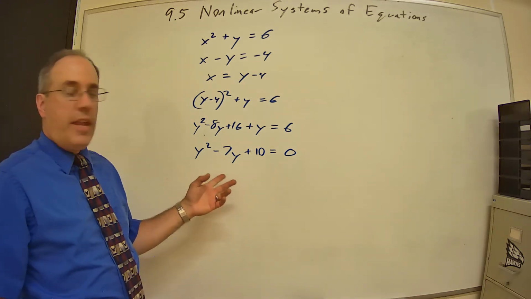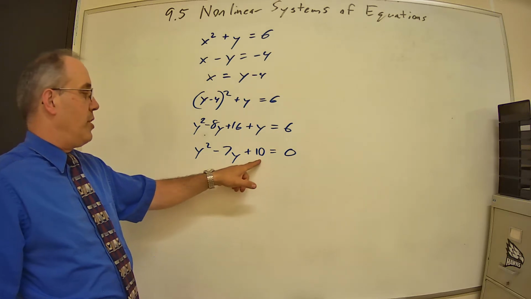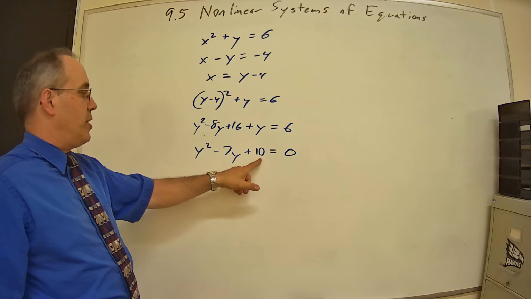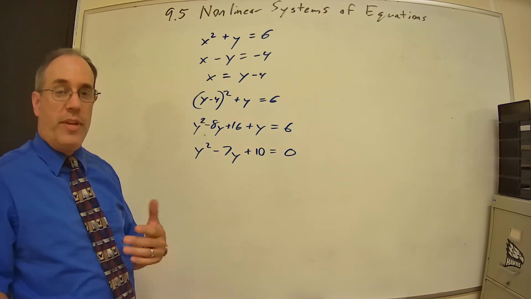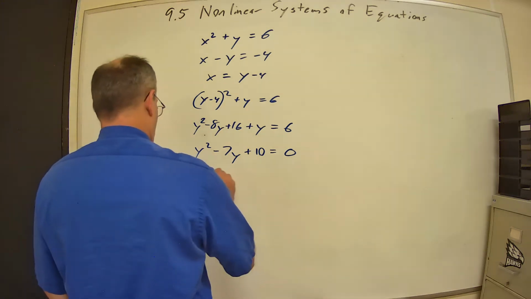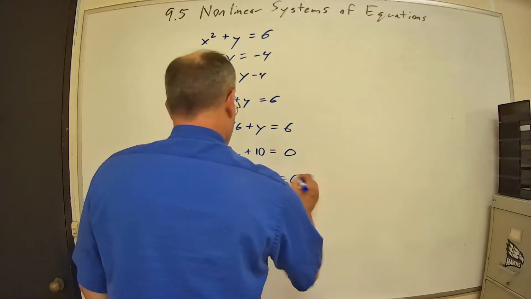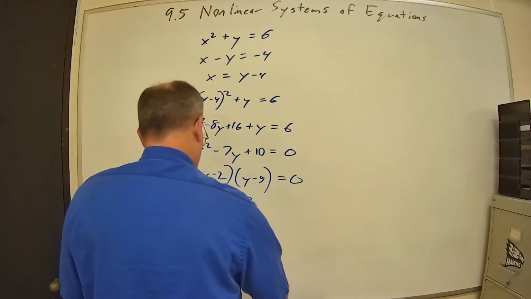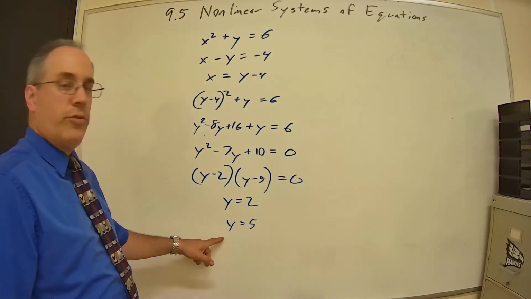So now that I have that, I can solve for y. And notice that I can factor so I can find y, right? We need two numbers that multiply to 10 and add to negative 7. That would be negative 2 and negative 5. So y minus 2 times y minus 5 is equal to 0. So y is equal to 2, or y is equal to 5.